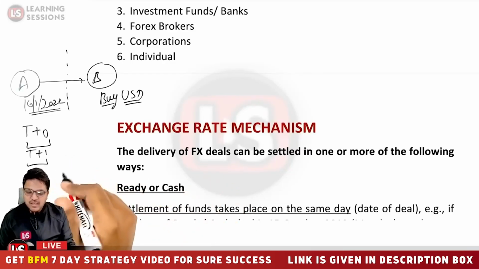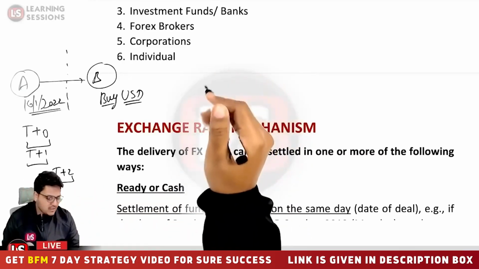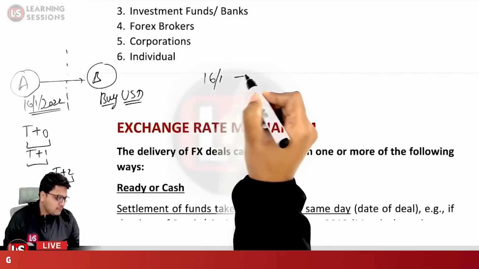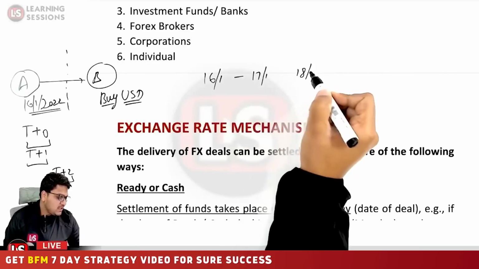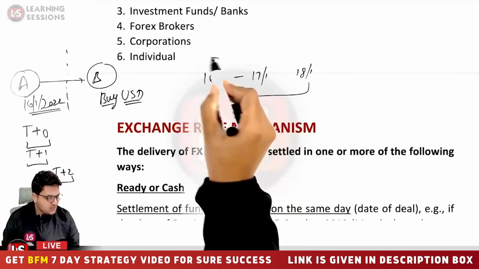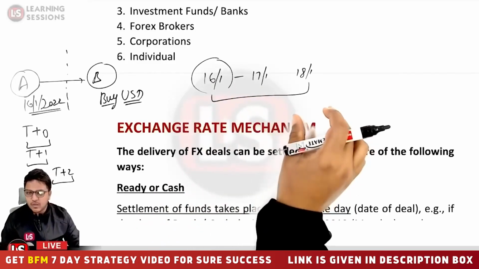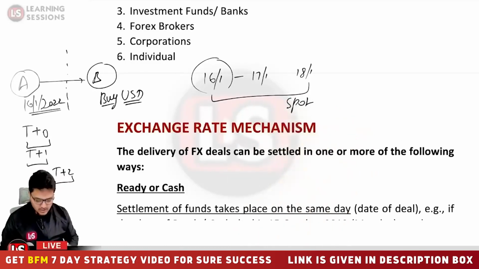And further, if it is on a T plus 2 basis, that is, if the transaction was initiated on 16th of January, and the settlement date was not 17th January but 18th of January, that is T plus 2 days. The transaction was on 16th of January, but it settled 2 days after that particular day. That would be related to what rate? That would be related to the spot rate. Is that particular part clear over here?